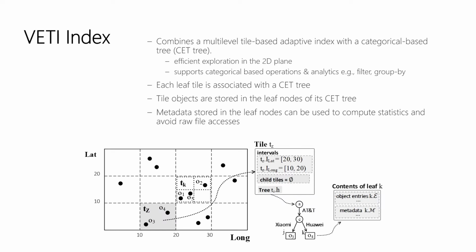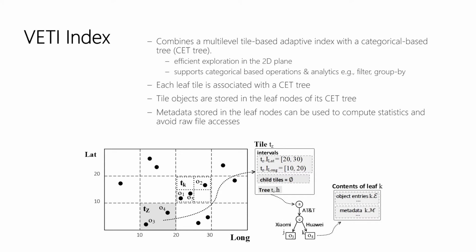The VETI index is built in memory and combines a grid for the exploration in the 2D plane with a tree structure for operations on categorical attributes such as filter and group by. VETI is primarily organized in tiles based on two attributes that define the exploration on the plane. For example, on a map, usually these are the longitude and latitude, but any other numeric attributes can be used as the two-axis attributes. Each tile may have subtiles breaking the space into more fine-grained areas.